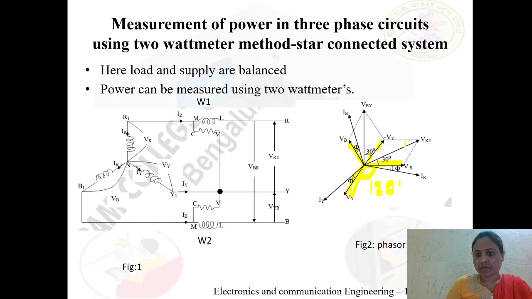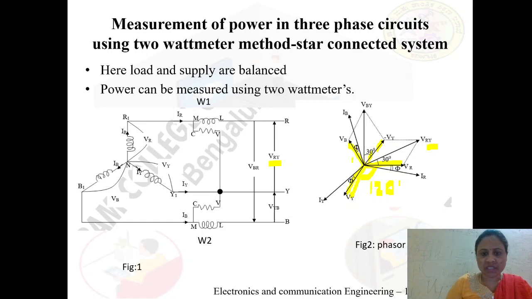Okay, and we know that the line voltage is the vector difference between the two corresponding phase voltages. So let us consider the line voltage Vry. Vry can be written as Vr minus Vy, the vector difference. Therefore Vr minus Vy is the resultant vector of Vr and minus Vy, which is nothing but Vry. So we have written the vector diagram this way.